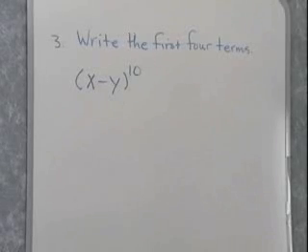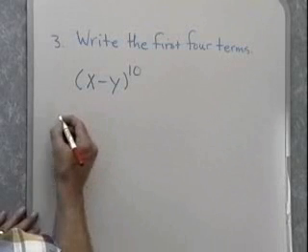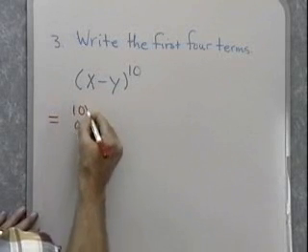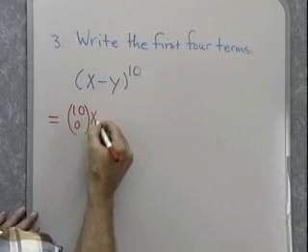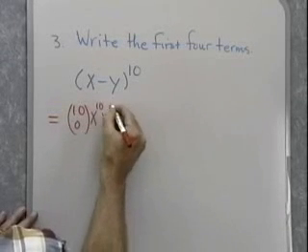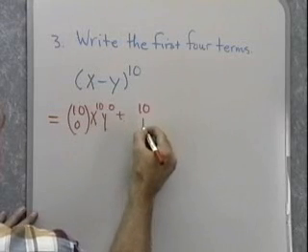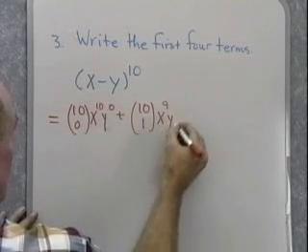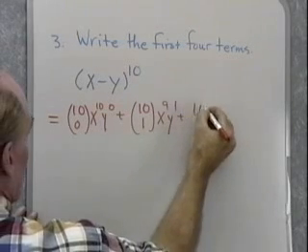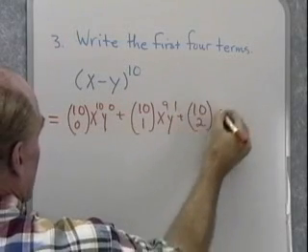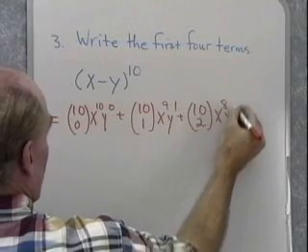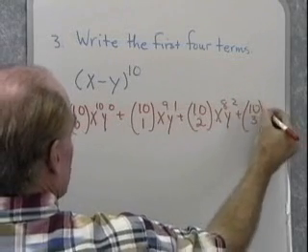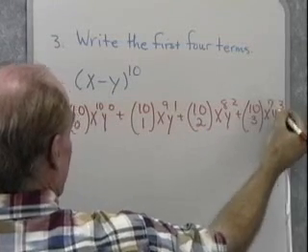Problem number 3, x minus y to the 10th power. Okay, when I expand this, this is what I'm going to get. I'm going to have to use my binomial coefficients, 10 over 0, x to the 10th, y to the 0, plus 10 over 1, x to the 9th, y to the 1, plus 10 over 2, x to the 8th, y to the 2nd, plus 10 over 3, x to the 7th, y to the 3rd.